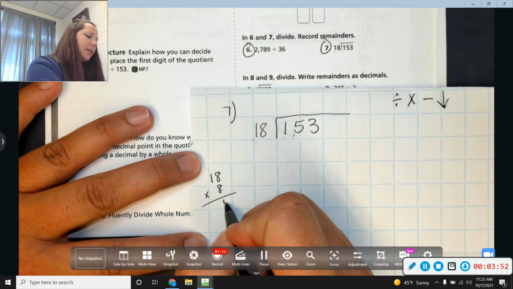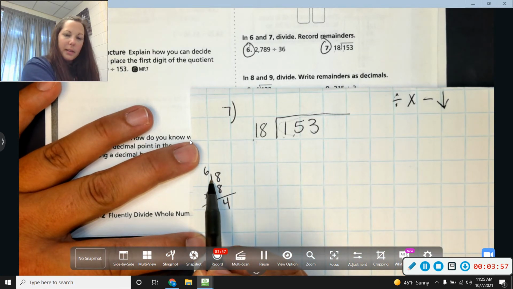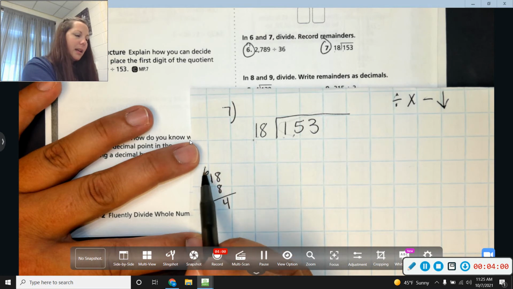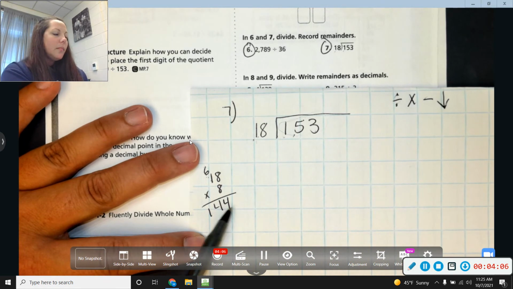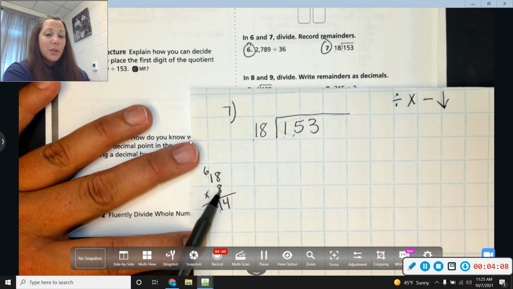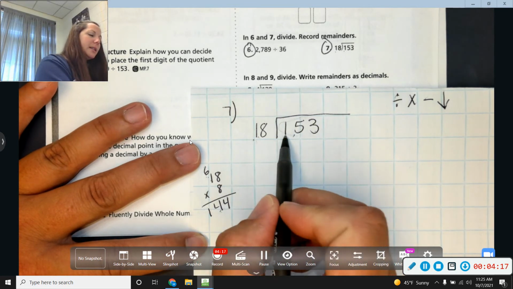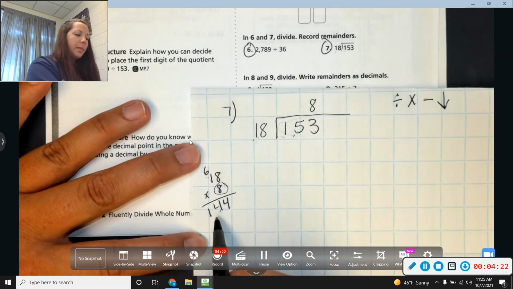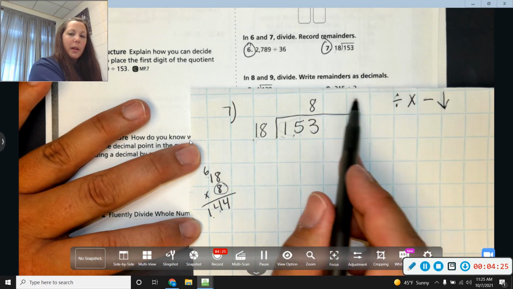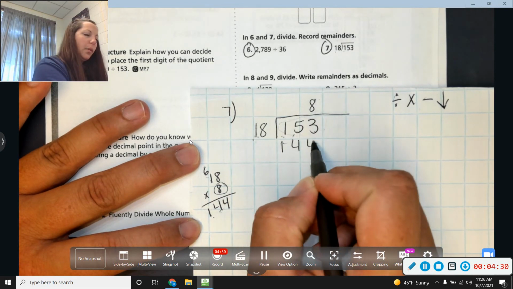8 times 8 is 64. So you put your 4 down and your 6 up. 8 times 1 is 8, plus 6 is 9, 10, 11, 12, 13, 14. Okay? And I think this is it, because if I do 18 times 9, it'll be too big. 144 is just under 153. So 18 goes into 153 8 times. Now I do my multiply. 8 times 18 is, I can write it here, 144.